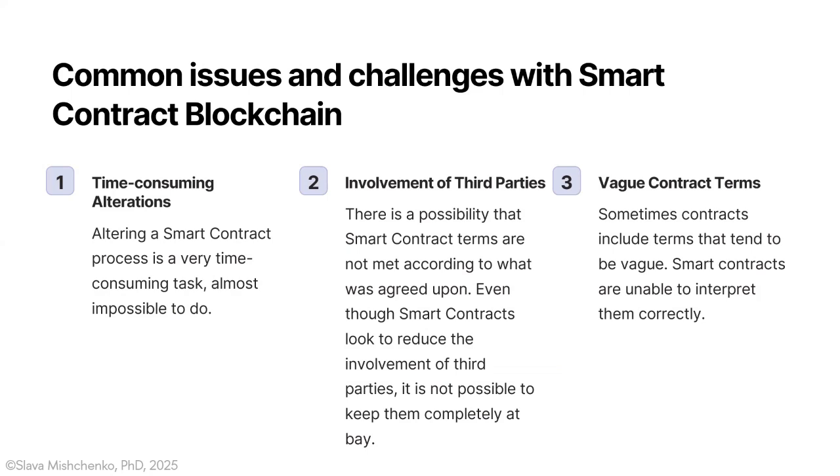One of the most significant challenges is that altering a smart contract process is extremely time-consuming, and in some cases even practically impossible. This is due to the immutable nature of blockchain technology. For example, once deployed, you can't simply edit the code like you would with traditional software.